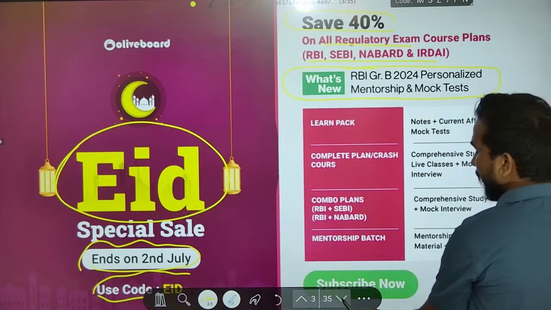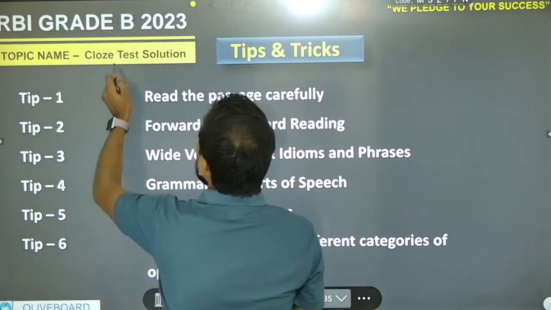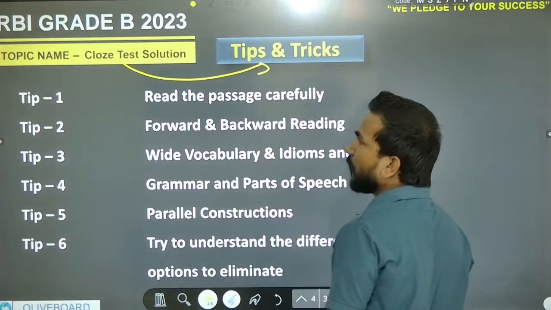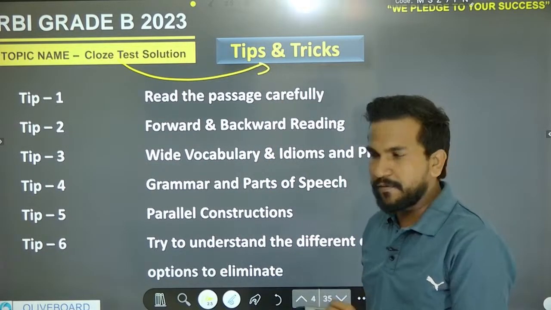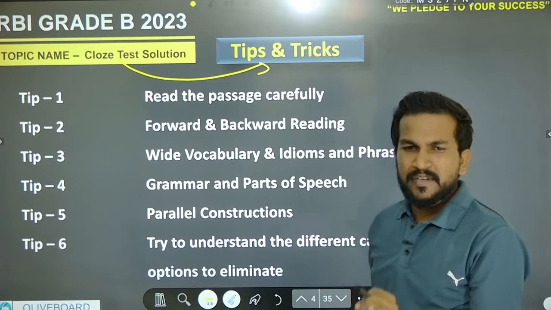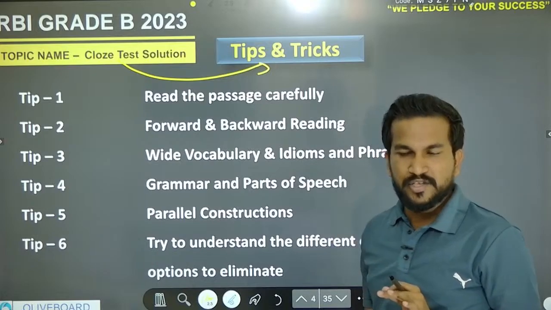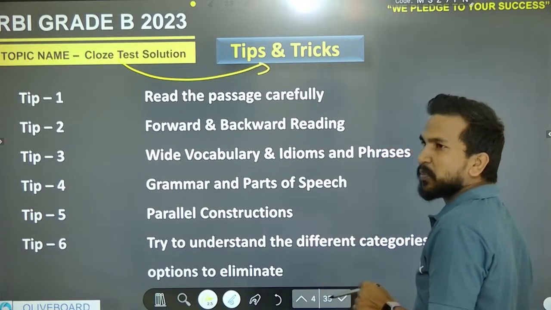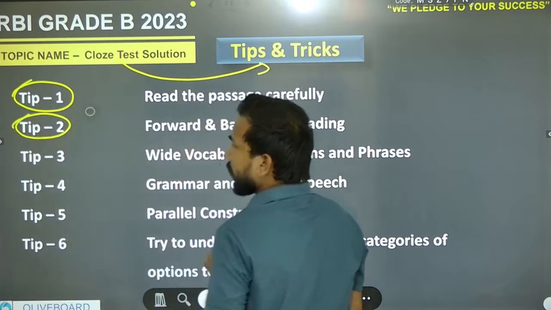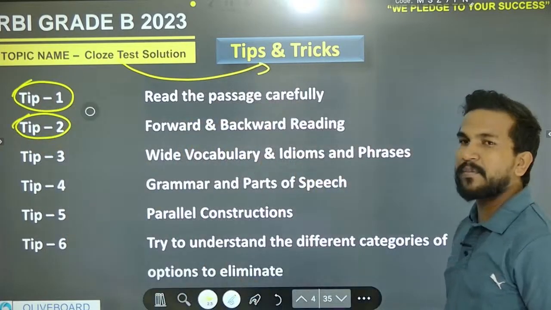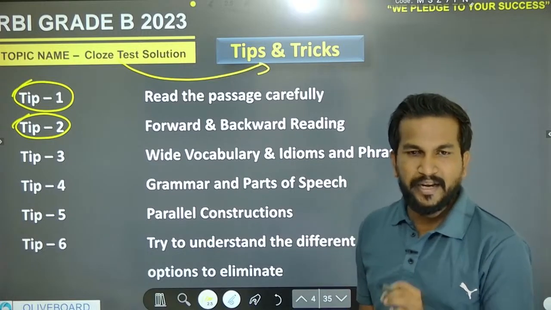Now we are having this particular session. We'll start it: how can we go for the Cloze test solution? If we are going to start this, what must be the real point? What must be the particular point while we are going to solve the Cloze test? There are some tricks and some tips actually. What type of tips must we follow while solving any type of Cloze test?